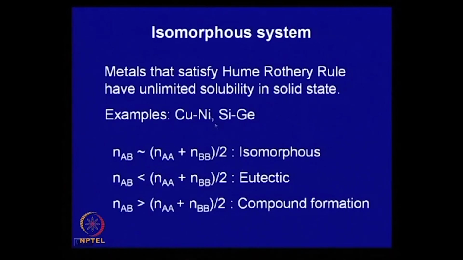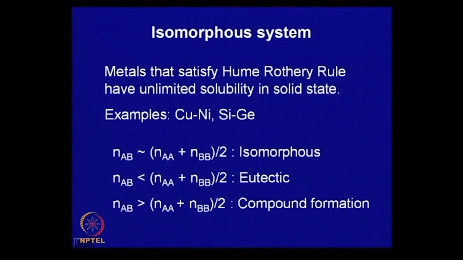We have seen that metals that satisfy the Hume-Rothery rules have unlimited solubility in the solid state. Some of the examples, one we looked at, is a copper nickel alloy. Another example is silicon germanium. Now, what happens if there is deviation from ideality?